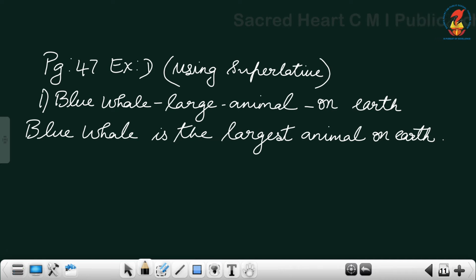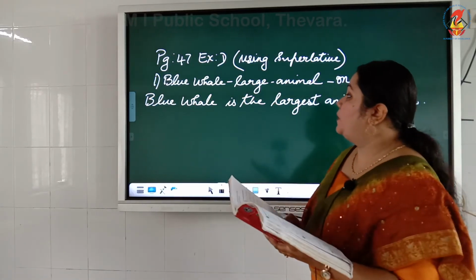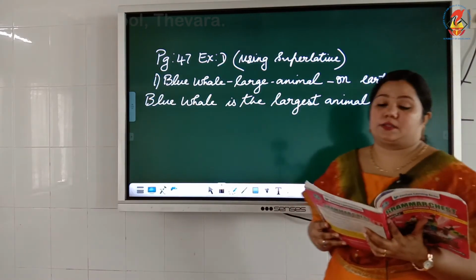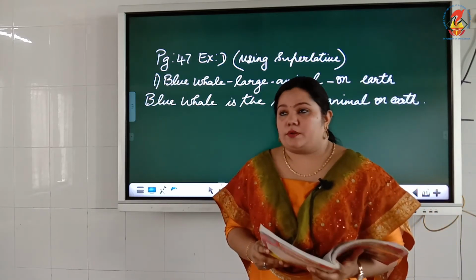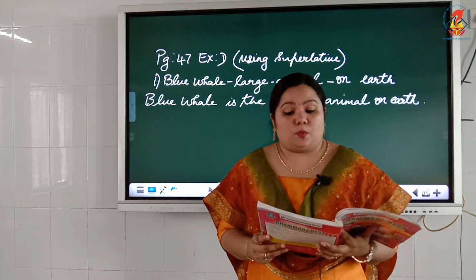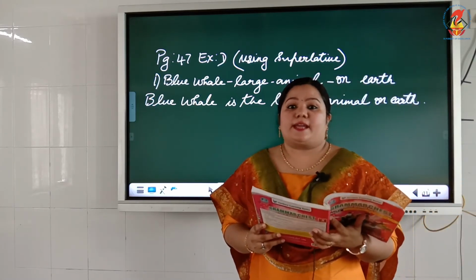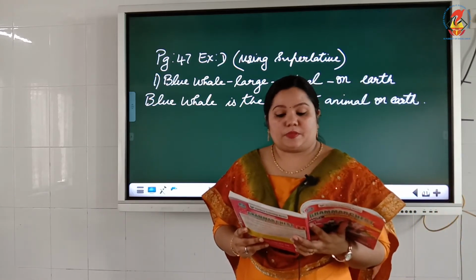Use the following hints and write the sentence in superlative degree. The first sentence given there is blue whale, large animal on earth. Now blue whale is compared to all the other animals on earth, more than one, obviously. So what do we write there? We write blue whale is the largest animal on earth, and that sentence is in the superlative degree of comparison.